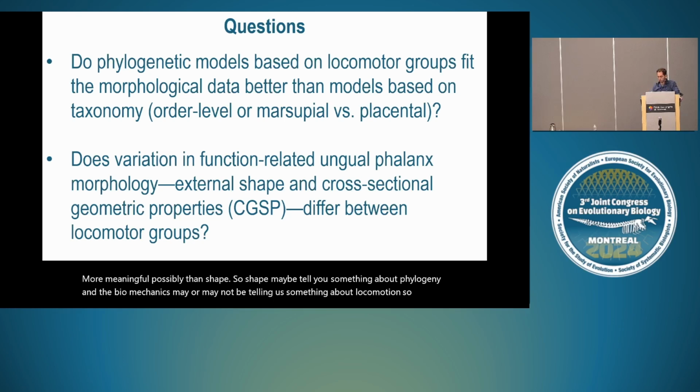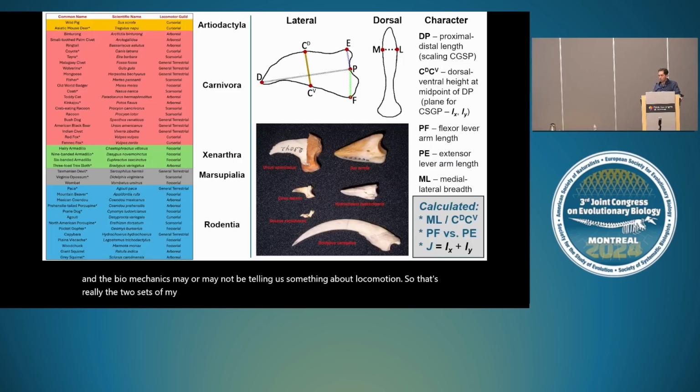So that's really the two sets of my questions. The sample, which you cannot read, is 42 different taxa. These are the exact same taxa that were used in all those classic studies. So I thought, okay, if I'm going to do this, I want to go after the exact same sample that was used previously so I can test their particular questions using the exact same sample.